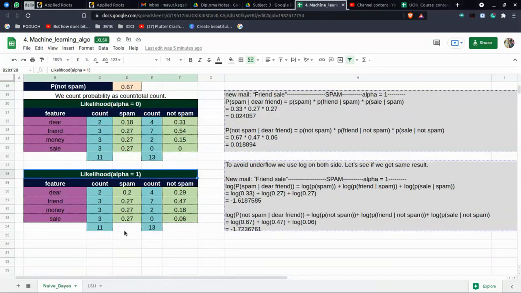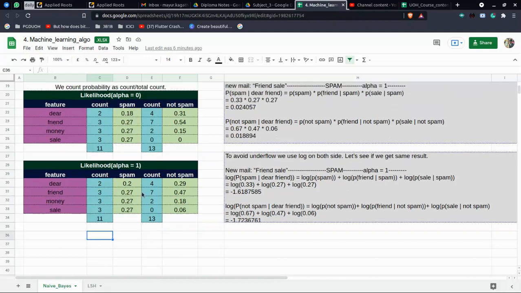So if you take alpha equal to 1, I am assuming one more feature for every category. If the count of deer is 2, I am basically adding 1 in the histogram. So I am assuming deer is 3 times, friend is 3 times, then 4, 4. So 3, 4, 4, 4. Now how will I calculate 3 divided by what would be the total? It would be 15.